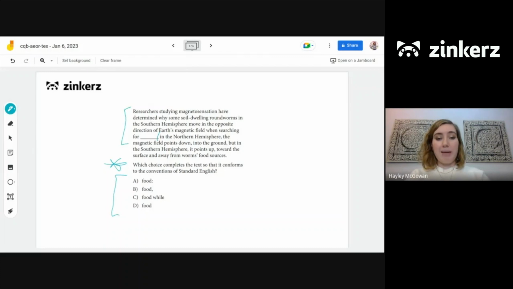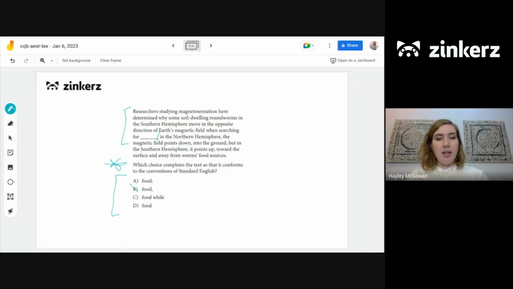So I'm specifically looking at B. For B, we have for food, comma, then the second half of the passage. So since we would then have an independent clause, comma, independent clause, what is wrong with that? That's going to be called a comma splice, right? When we have two independent clauses, a comma is not strong enough to join them. That would be grammatically incorrect, so we can get rid of B.